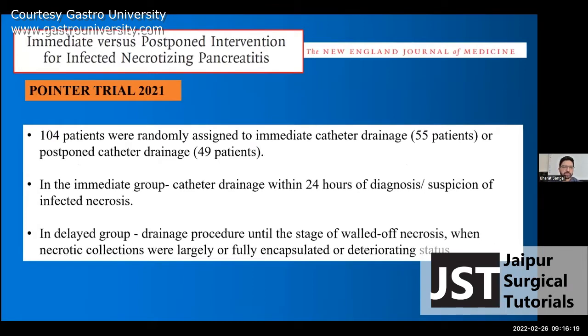Now, the POINTER trial, which was published in 2021, helped us decide when to actually intervene, which was the timing of the intervention in necrotizing pancreatitis. In this study, 104 patients were randomly assigned to immediate catheter drainage or postponed drainage. The immediate group was drained within 24 hours of diagnosis or suspicion of infected necrosis, whereas the delayed group had the drainage procedure until the stage of walled-off necrosis, which was usually more than 3 to 4 weeks.